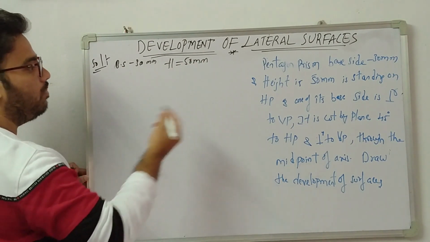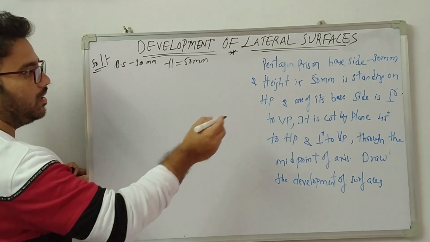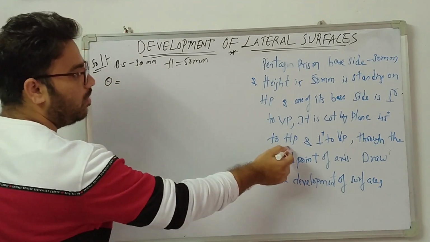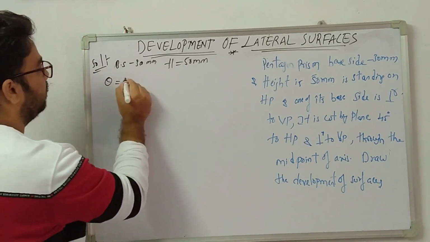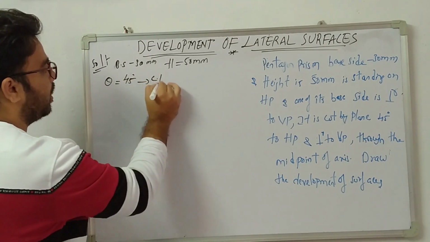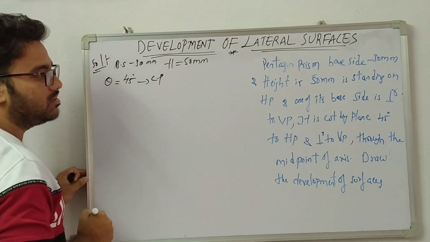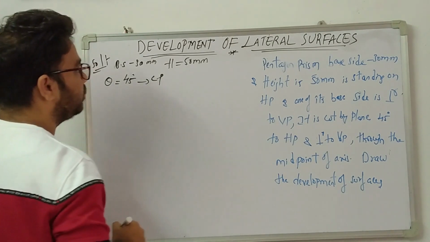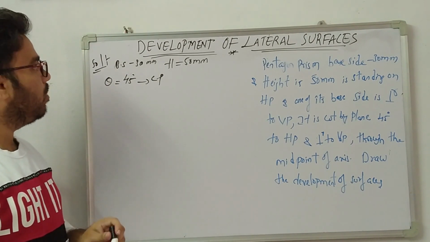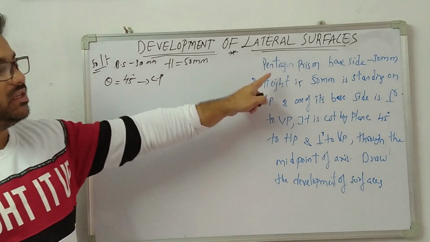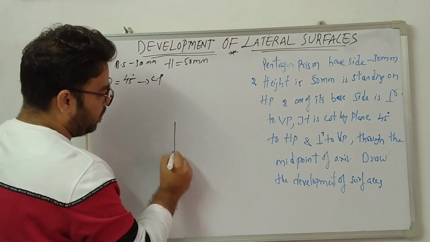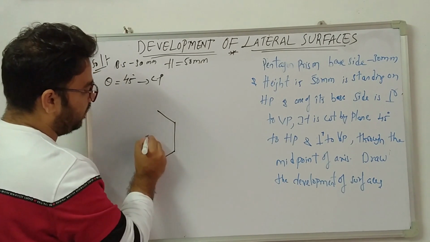And it is cut by an inclined plane. Theta is given. Whenever the angle to HP is given in the problem, that is theta, that is 45 degrees. The cutting plane is given as 45 degrees through the midpoint. Now this is the condition of the problem. So which diagram are you going to draw? What is the object here? The object is a pentagon. So this is the object you are going to draw as an initial step.